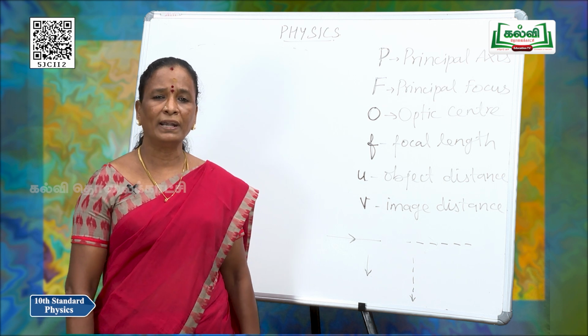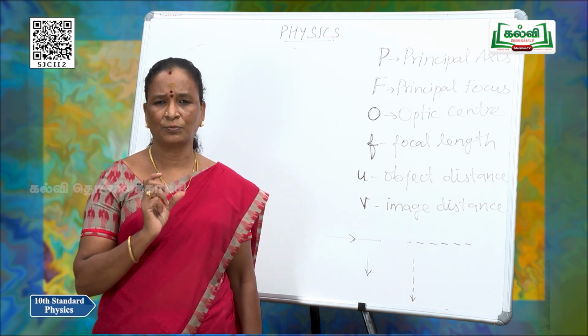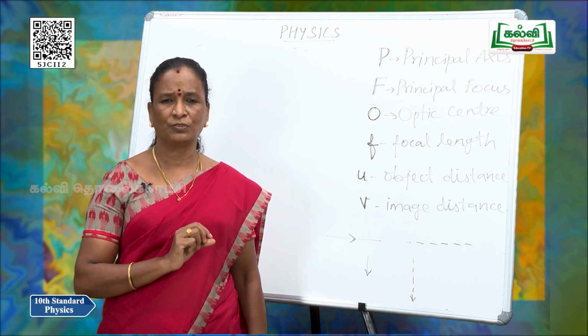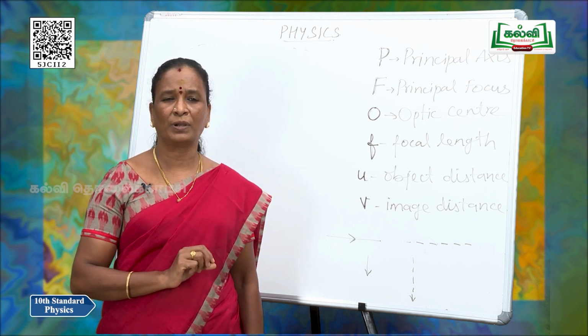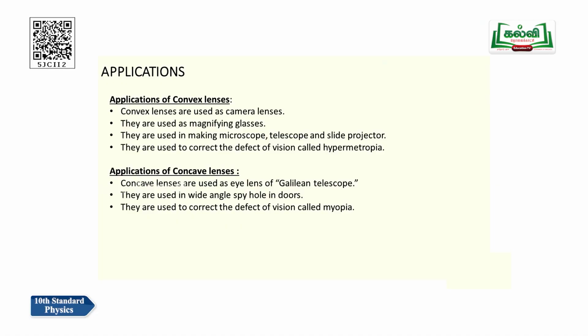They are used in wide angle spy hole in doors. So, நம்ம வீடுகளில் சில வீடுகளில் wide angle spy hole வச்சுருப்பாங்க. அதில் எல்லாமே ஒரு லென்ஸ் ஃபிக்ஸ் பண்ணியிருப்பாங்க. That lens is nothing but the concave lens. They are used to correct the defect of the vision called myopia. Already we have seen what is myopia. So, these are the applications of the lenses.